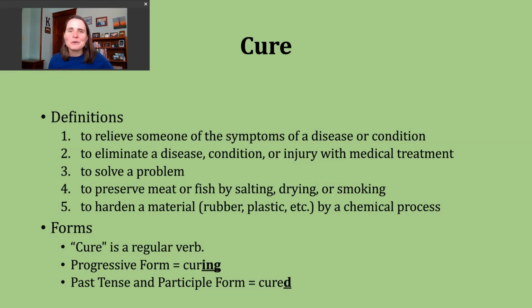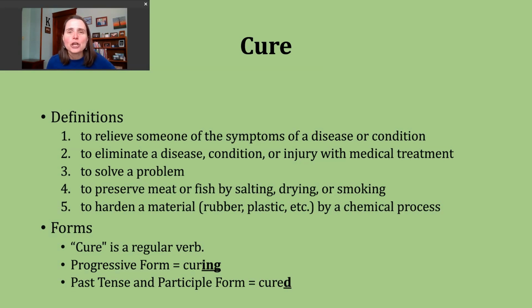For now, everyone should know that cure is a regular verb. To make the progressive form of this verb, we're going to drop the E because we have a verb that ends with a vowel, a consonant, and an E. Then we'll add the ing suffix. This forms curing. The past tense and participle forms of this verb can be made by just adding the letter D, since this verb already ends in an E.